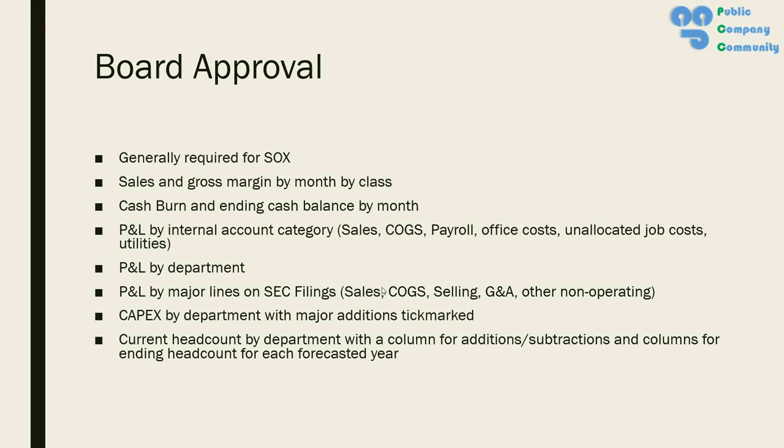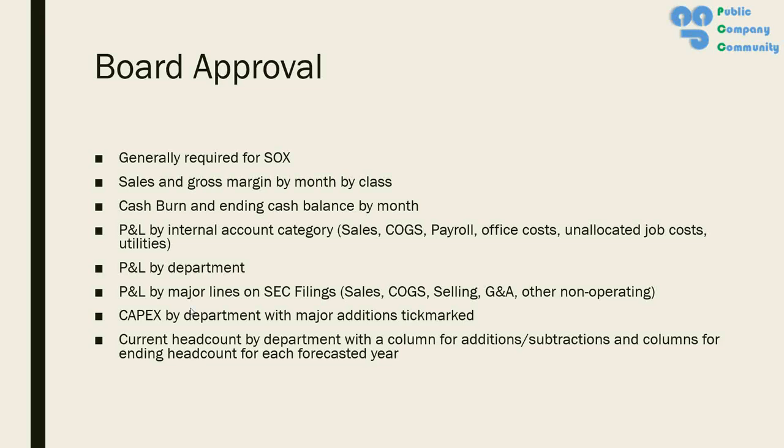Now on the slide, you'll see some of the more common tables that you'll put in a board package for budget approval. So we've got sales and gross margin by month, by department, or by class, cash burn and ending cash balance by month, and P&L. You can do an internal category P&L, so it's like sales, cost of goods sold, payroll, office costs, things like that. And then you can also dice it up by department and just say total cost by department, so we can see which departments really are driving the big numbers.